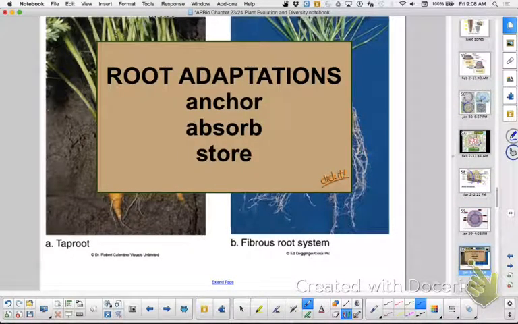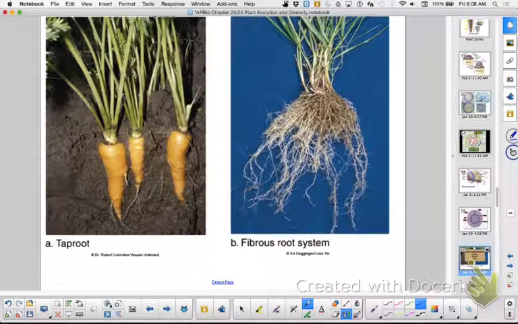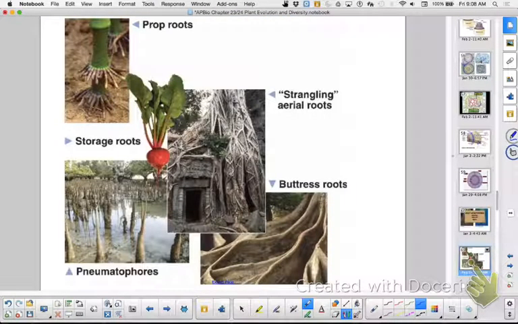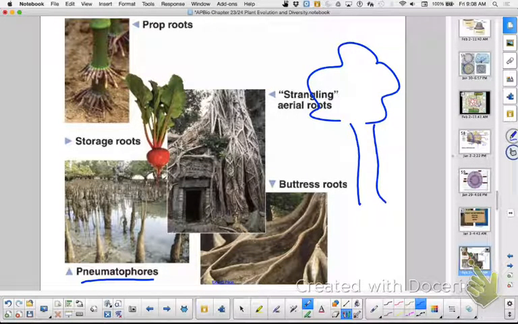So root adaptations: anchor, absorb, and store. There are all kinds of adaptations. This is called a taproot when there's just one main root. Obviously, this looks fibrous. There are prop roots, above ground. If you Google this, you would get a better picture close up. But these are basically these trees, okay? And what happens is they live in real swampy areas. Their roots are growing down and back up.